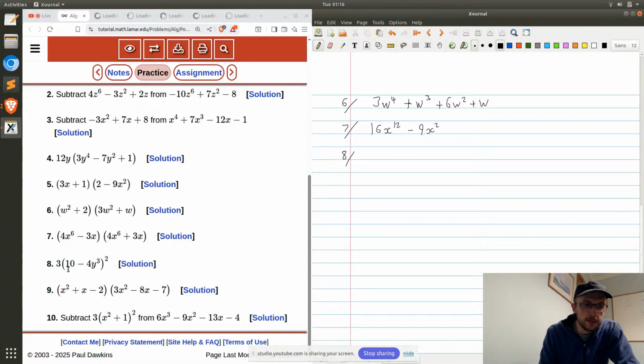For this one, first square it, then triple it. So when I square it, my highest power of y will be 16y to the 6. And I triple that, and I get 48y to the 6. My next term will be negative 80y cubed, and I triple that, and I get negative 240y cubed. Finally, I'll get 100, which when I triple is 300.